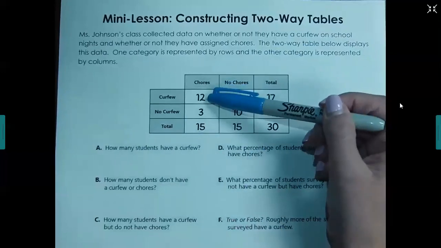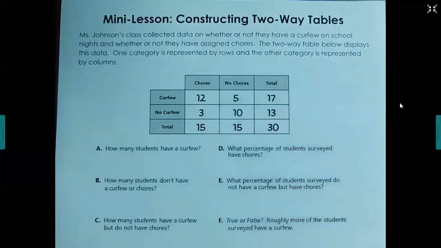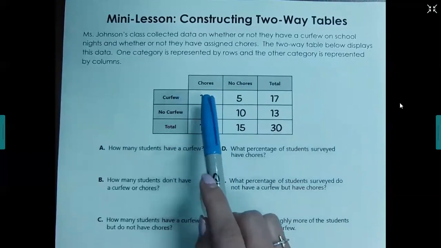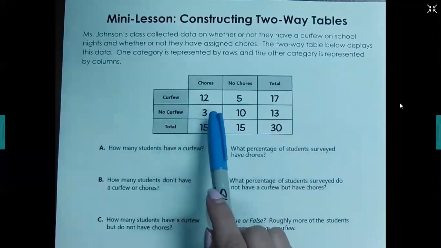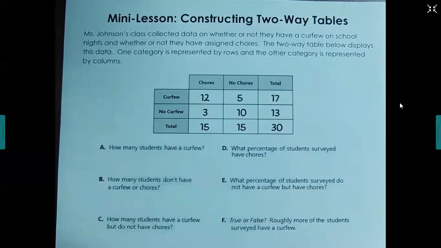Now these 4 in the center of the table are the most unique ones, because they tell us when we have more than one category represented. For instance, we talked about it earlier, 12 is when a student has a curfew and has chores. 3 represents a student with no curfew, but they do have chores. So there are different ways to read it as we look.